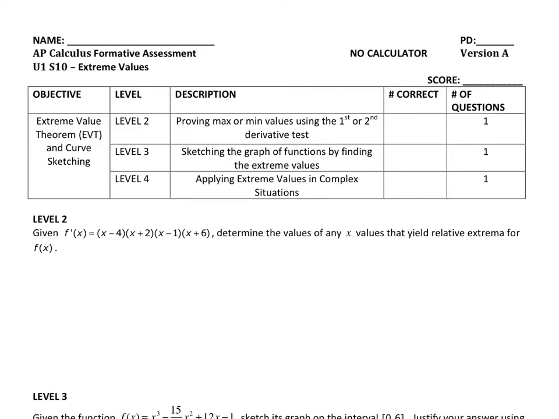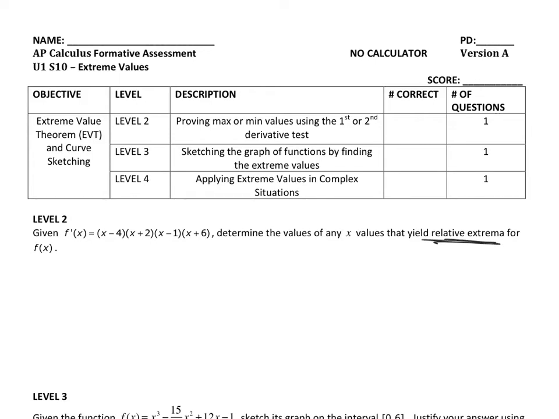This video is the Objective 10 formative key. So we put the finishing touches in class on curve sketching and graphing and analysis of the first and second derivative.